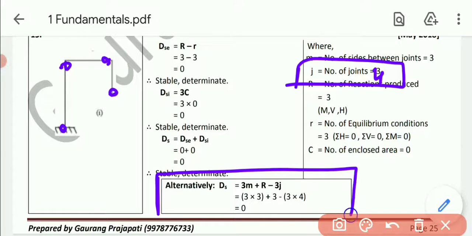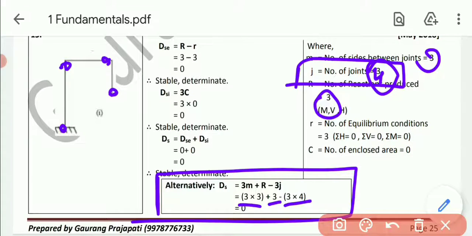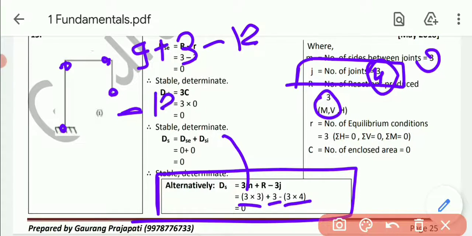So now 3 times M, that is 3 times 3, plus R, that is 3, minus 3 times J, that is the joints, which is 4. So the alternative simplification: 3 times 3 is 9 plus 3 minus 3 times 4, that is 12. So alternatively 12 minus 12, that is considered as 0.